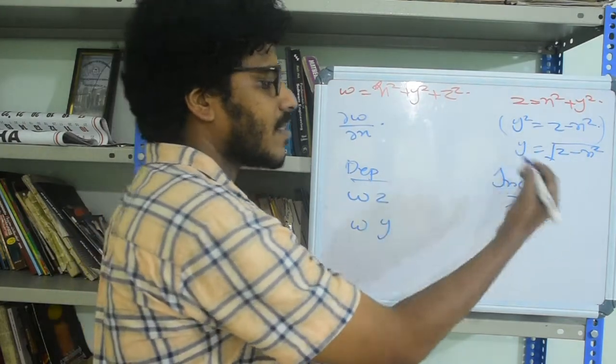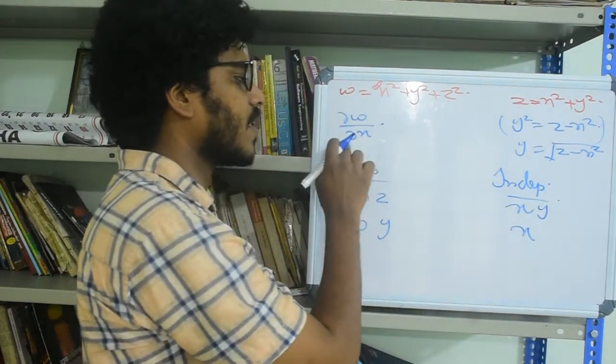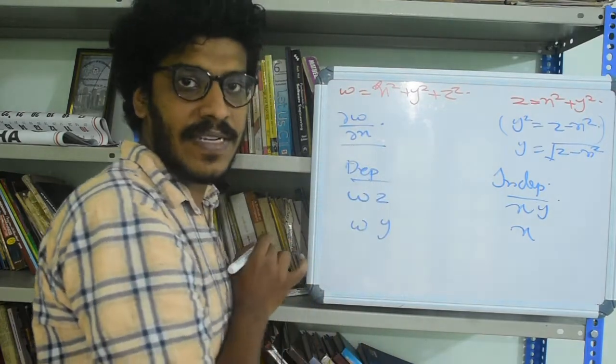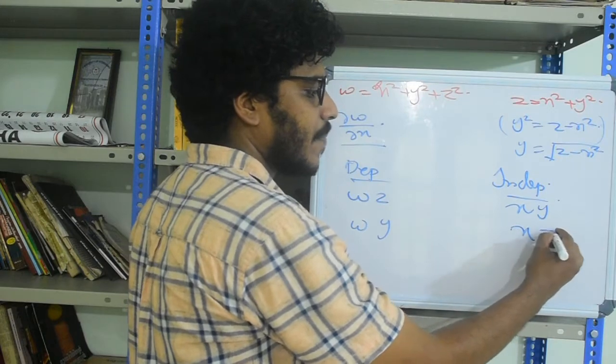Right, and of the other two, X is considered as independent since we are actually trying to find the partial derivative with respect to X, and the other variable Z is independent in this case.